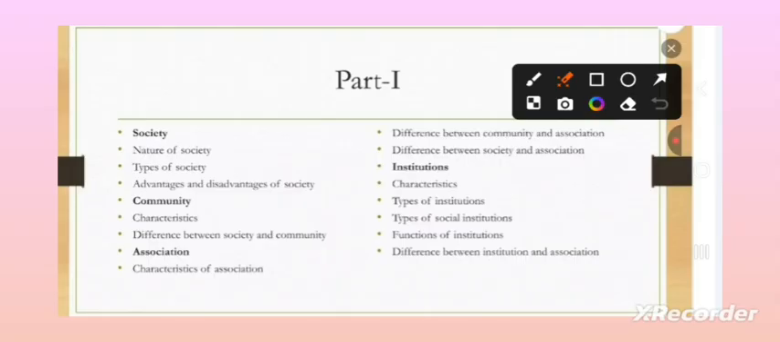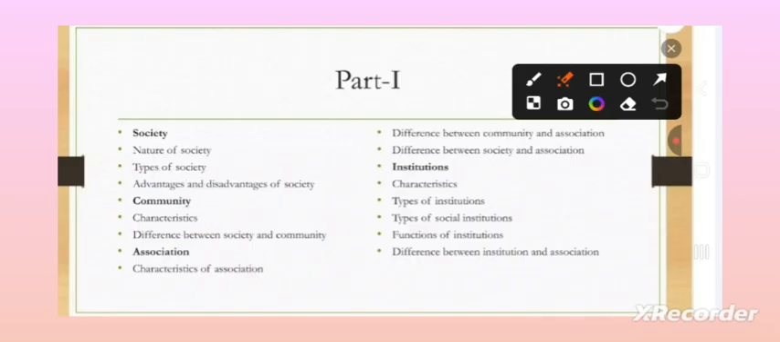Types of society: tribal society, agrarian society, industrial and post-industrial society. Advantages and disadvantages. Advantage: provides structure, security, identity and a means for survival and cooperation. Disadvantage: can lead to conflict, inequality, stratification and pressure for conformity.